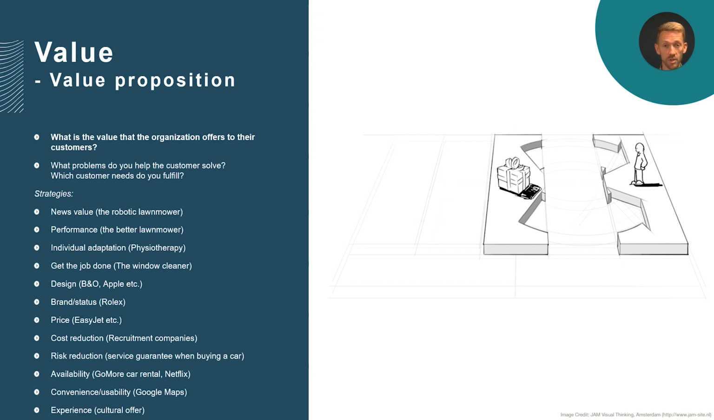You could have individual adaptation, so a product that is adaptable to each individual. An example could be the service of a physiotherapist, where the service or the product, so to speak, is very individualized. Also, you could have a strategy about getting the job done. So for instance, the window cleaner: it's not about that it's new or it's performing better, but it's about getting the job done. I don't like to clean my windows, so I can get someone else to do it. So you make it easy for me to have my windows clean.